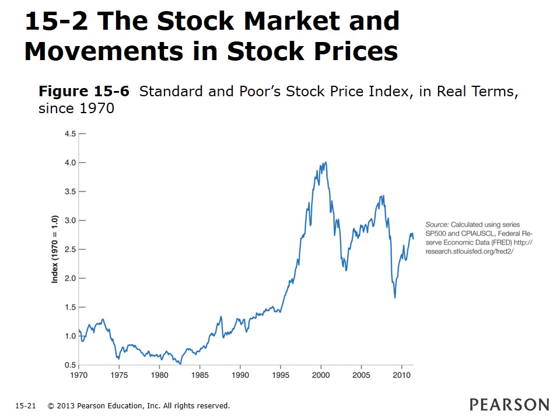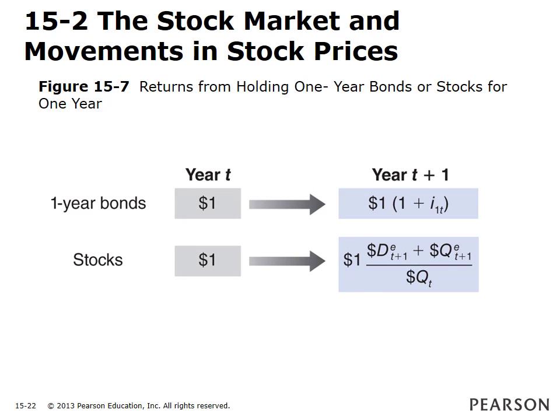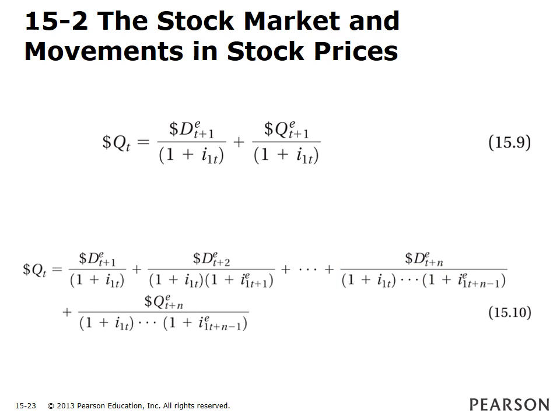Figure 15-6 shows the sharp fluctuations in stock prices since the mid-1990s. So what determines stock prices? Figure 15-7 shows returns from holding 1-year bonds or stocks for 1 year. Equation 15.9 says that the price of the stock today must be equal to the present value of the expected dividend plus the present value of the expected stock price next year.